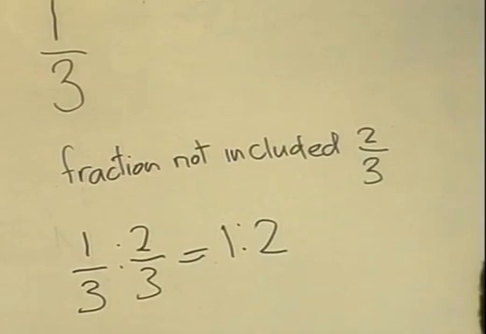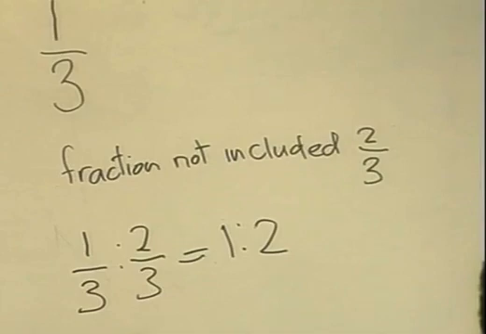The question says we have to convert this fraction into a ratio. So you have to look for a fraction that would make a whole when added to 1/3. So the fraction not included is 2/3. If you add these two fractions up, you'll get a whole. So 1/3 is to 2/3 equals 1:2. That's the ratio of 1/3.